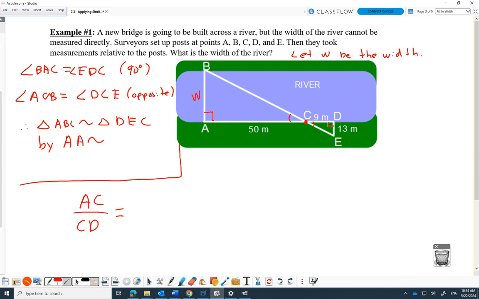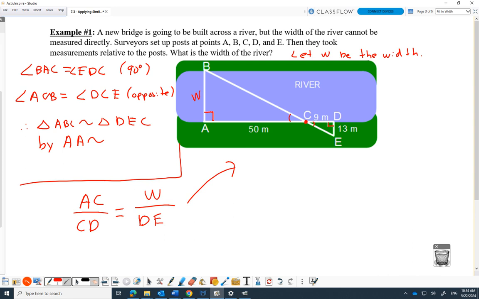AC over CD equals... I want to write AB, but I really want to write W over the vertical line, which is the DE. Fill in what you know. AC, and you know what? I got to tell you, most of my grade 12s don't even write that anymore. They just jump to here.